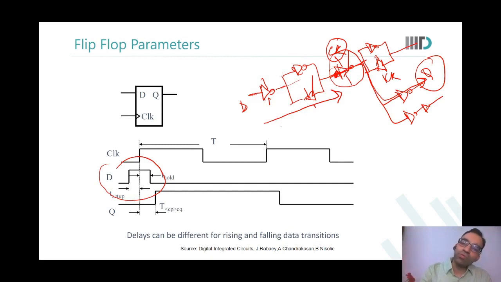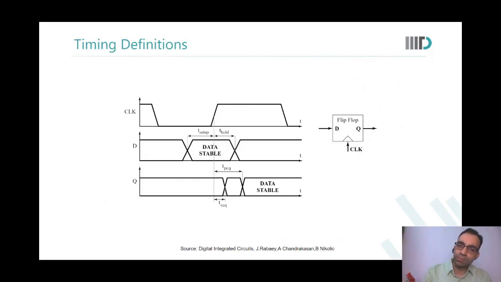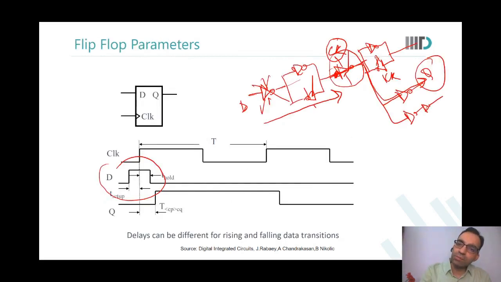So now when CK goes to 1, this will become opaque, and this will become transparent. So it will hold the sampled data. Now what happens when this becomes transparent? Then whatever was written over here will come to Q. So D should be held high until my first part is totally open.